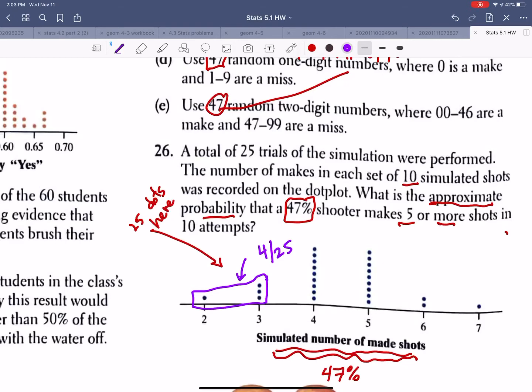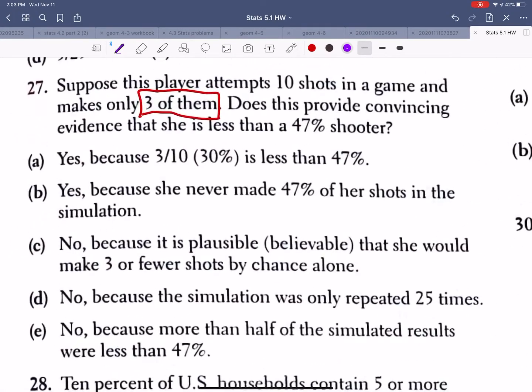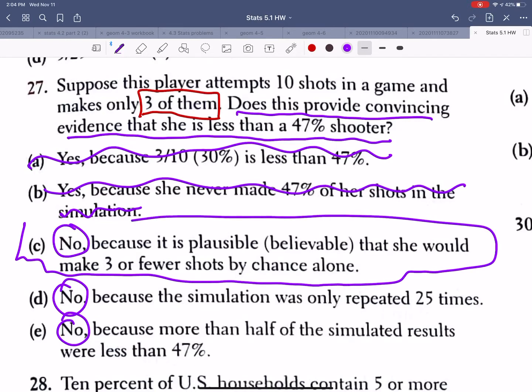So that would be 4 out of 25 is 0.16. So although it's not a huge likelihood, it is rather likely, 16%. And our threshold for that is like 5% or less, right? So we need to say, does this provide convincing evidence that she's something less than 47? And our answer here's got to be no, right? So no, and I believe it's C, right? It is plausible that she would make 3. 16% of the time is rather plausible.